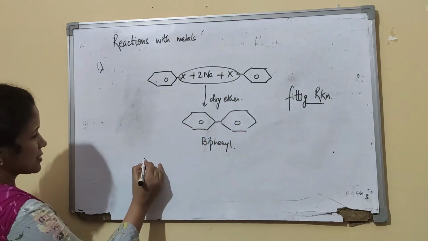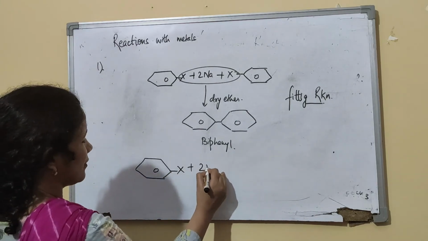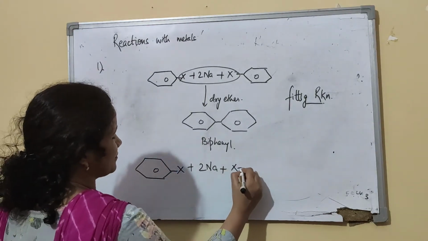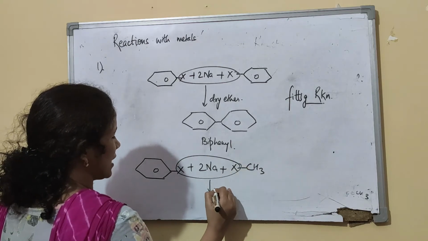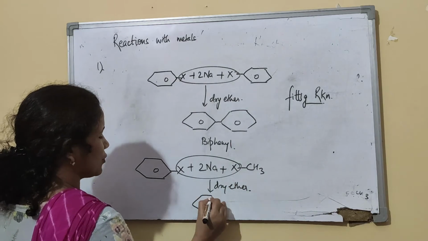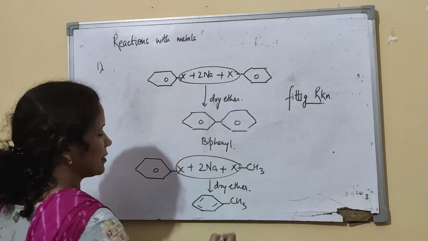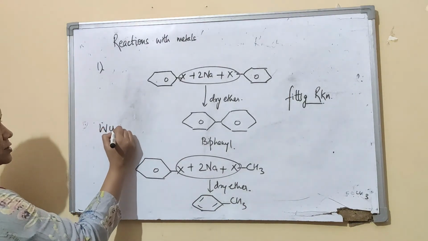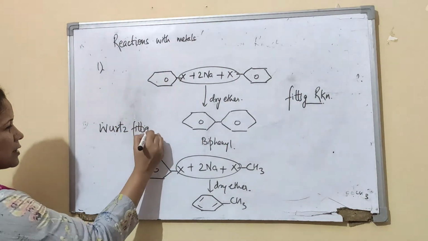If instead of this, on one side I take a haloarene and the other side I take a straight chain haloalkane, in presence of dry ether, I already told you why we don't use water in this case, it will give you something like this. Toluene. This reaction is known as Wurtz-Fittig reaction.